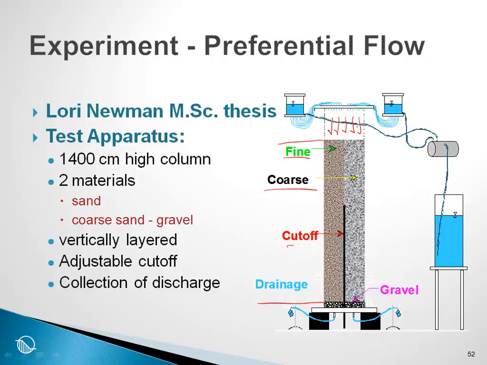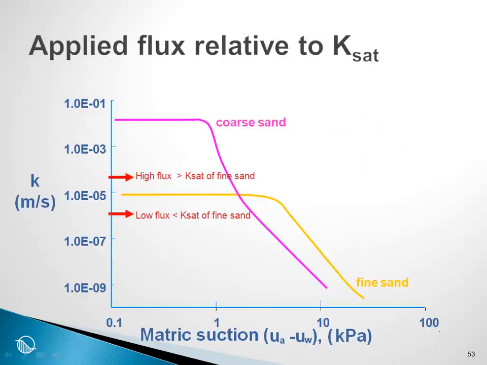And so there was a collection system at the bottom here which measured the amount of water that would come through the column. And indeed, here are the conductivity functions, and various flux rates were applied to the column. We will highlight here only two flux rates. One flux rate was less than Ksat for the fine sand, and another flux rate was higher than Ksat for the fine sand. So two different flux rates, and the question is, where would the flow go within this column?